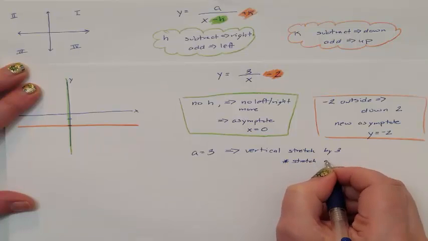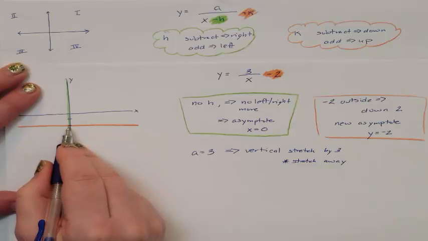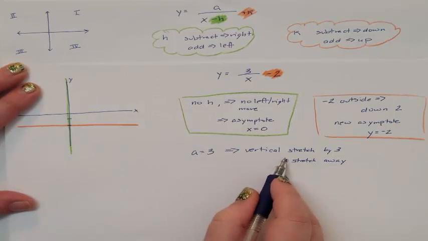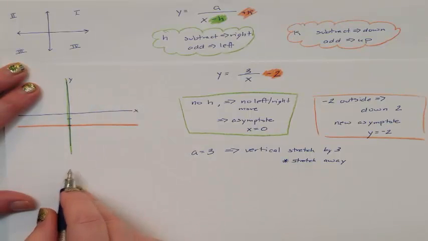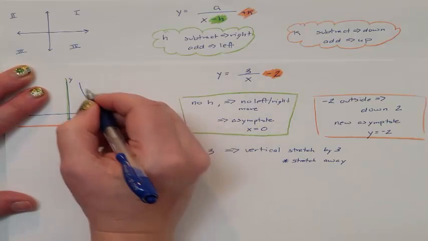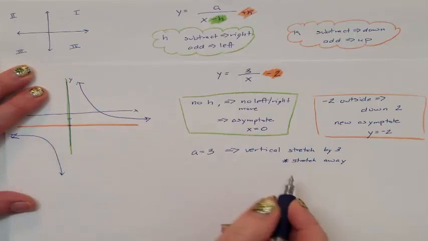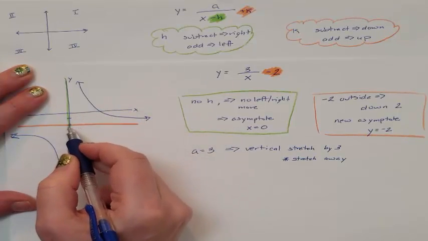Stretches stretch away from the origin, and we're pretending our new little origin is right here. We have no reflection, so we're going to stay up here in quadrant 1 and quadrant 3 like we are used to, and we need to stretch away. So here's me saying my stretch away at 3, and my stretch away at 3. Notice we're using this little origin right here from our asymptotes.